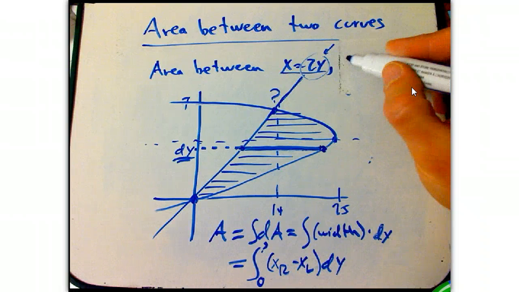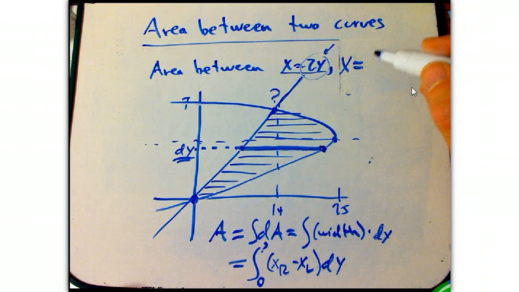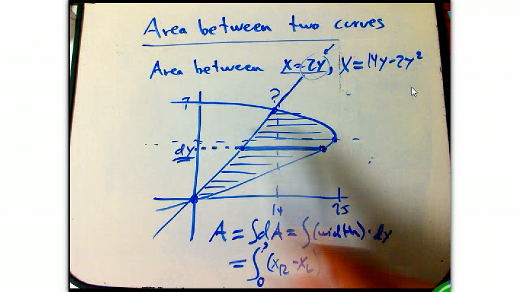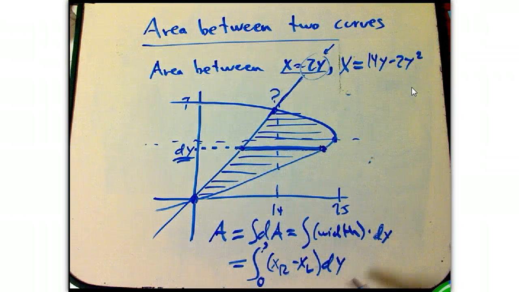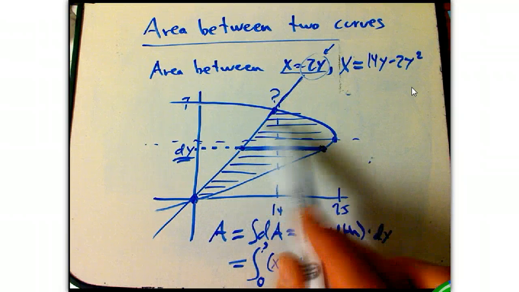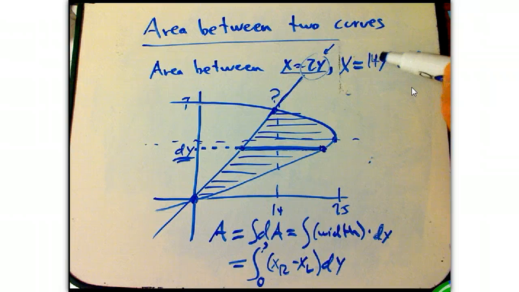Oh yeah, I shouldn't erase this though. So this was 14y minus 2y squared. Now this is the other thing. One of the new things is we're going to get an integral with y being the variable. It's going to be a dy. It's not going to change the mechanics at all. It's just a new letter. But it's a different perspective of slicing things up horizontally, and it's important to be able to do that.